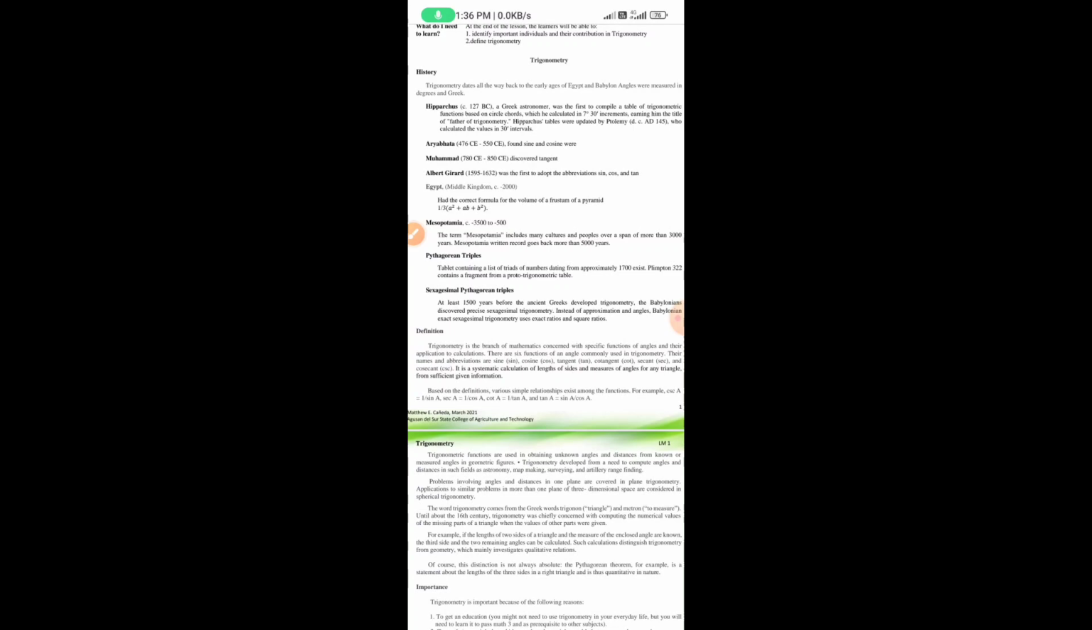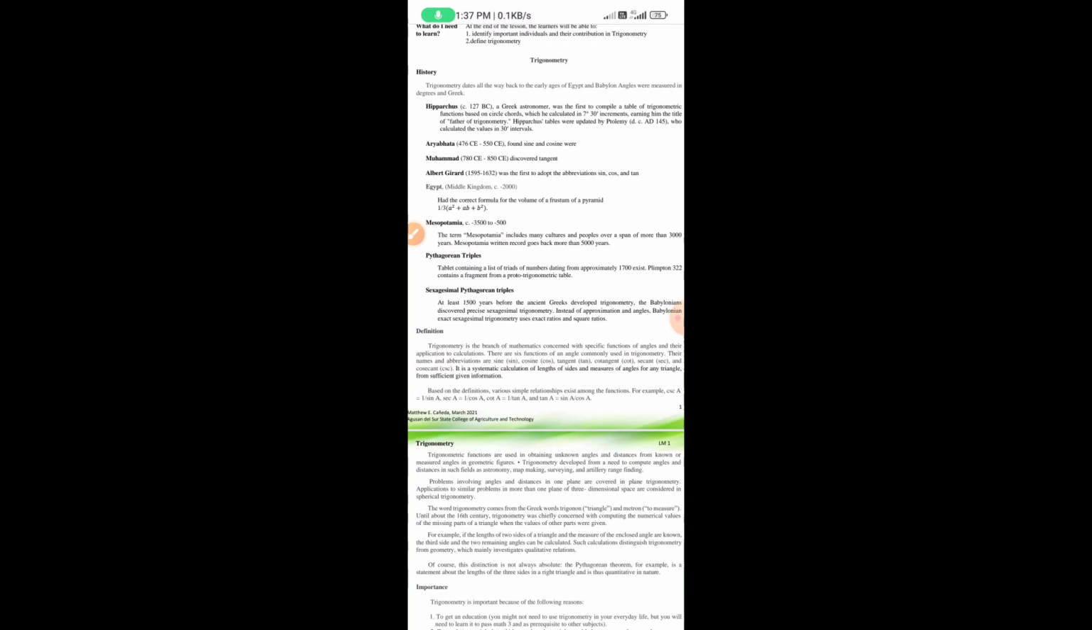Hipparchus' tables were updated by Ptolemy, AD 145, who calculated the values in 30-minute intervals. So, Aryabhata, 476 CE to 550 CE, found sine and cosine. Muhammad, 780 CE to 850 CE, discovered tangent. Albert Girard, 1595 to 1632, was the first to adopt the abbreviations sin, cos, and tan.